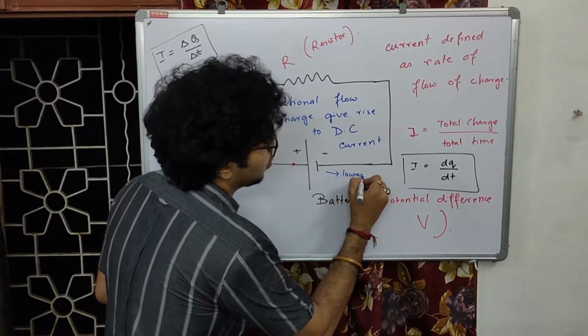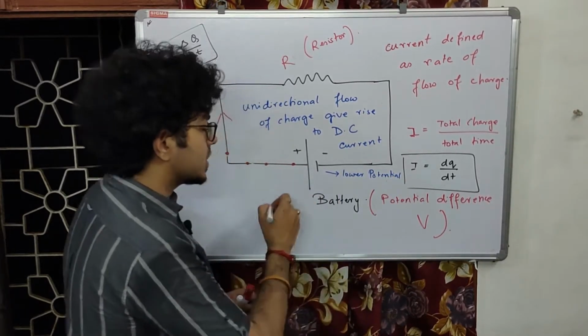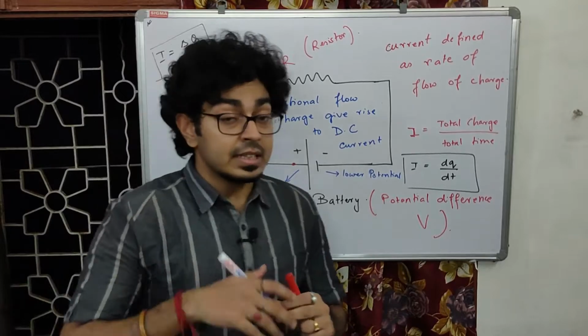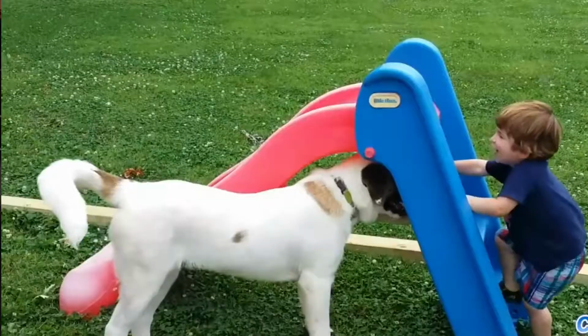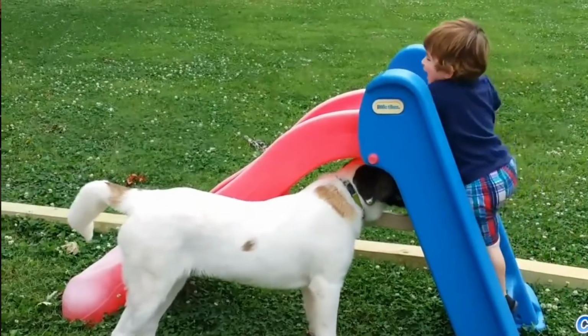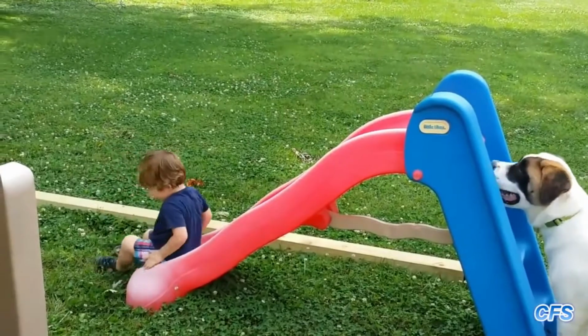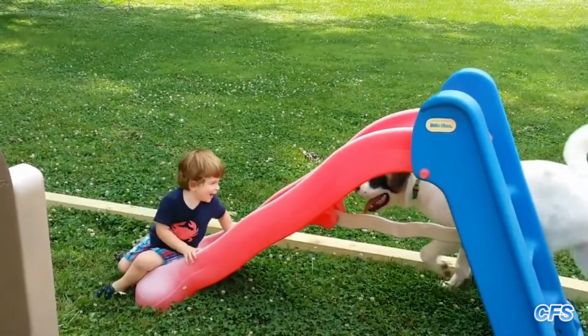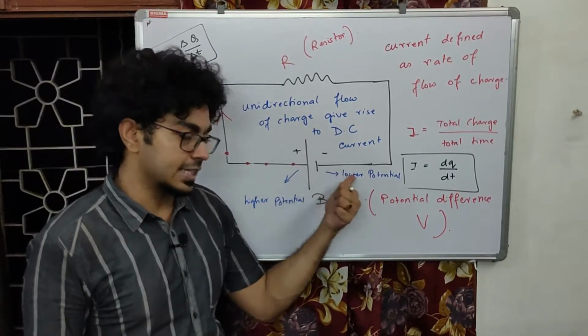The battery is doing the work to move from lower potential to higher potential. Similarly here, this child is doing some work to move from lower potential to higher potential, and when she releases herself, she moves through the slip. Now this movement, this flow of this child, can be understood as current.